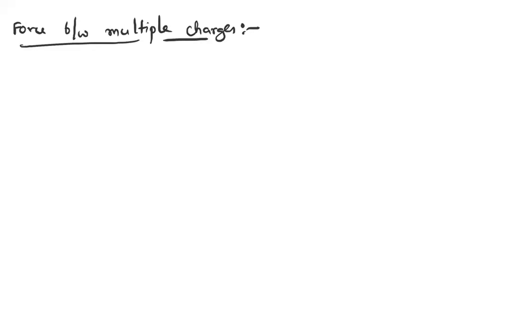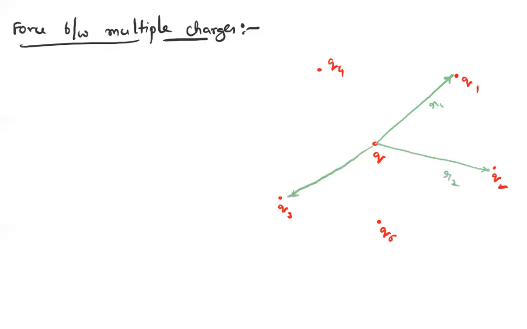And the next one is force between multiple charges, just like in gravitation. It's also called the principle of superposition. We have discussed only the force between two point charges. Sir, suppose a number of point charges are there. Let us consider the charges Q, Q1, Q2, Q3, Q4, Q5. There are a lot of charges. The separation between Q and Q1 is R1, between Q and Q2 is R2, between Q and Q3 is R3, and then R4, R5. Therefore, many forces will act on Q.